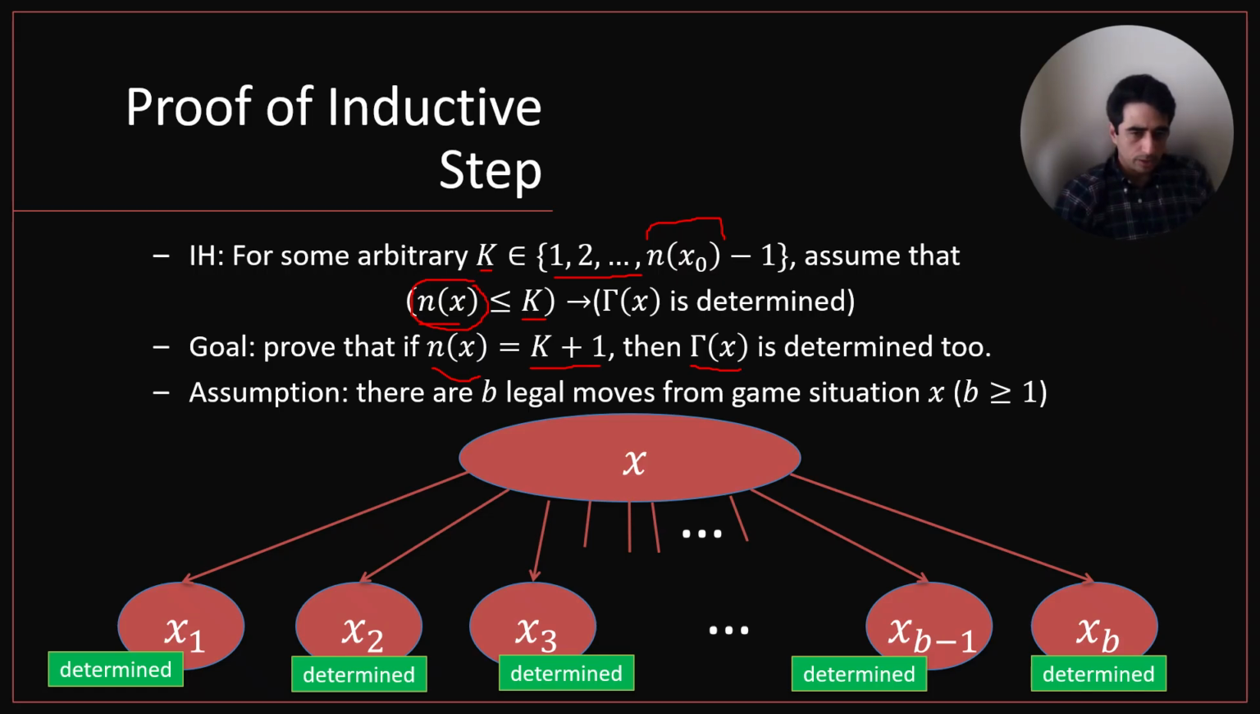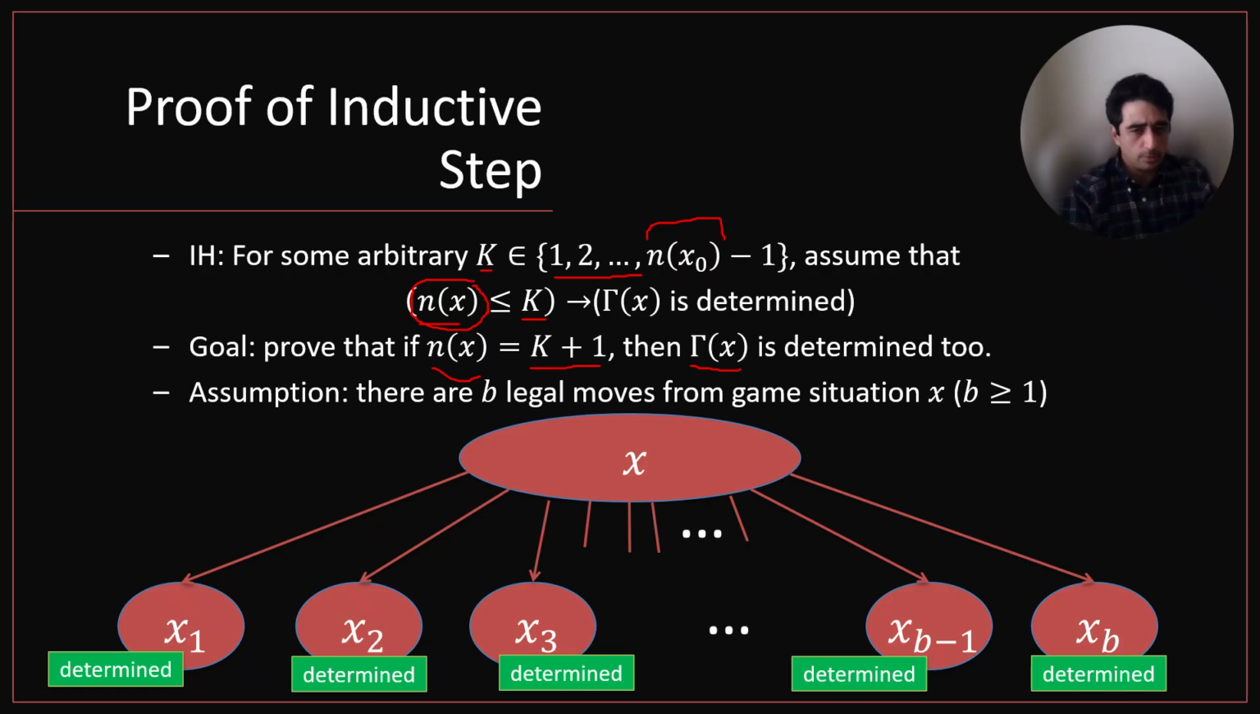And just to make things simpler for ourselves in the future slides, let's make one more assumption. Let's assume that there are B legal moves from the current game situation X, where B is greater than or equal to 1. That basically means the next branching factor, the number of legal moves that you can make in the current position, is finite, which we have seen there was a maximum of 218 before. It's limited and it's going to be at least 1.